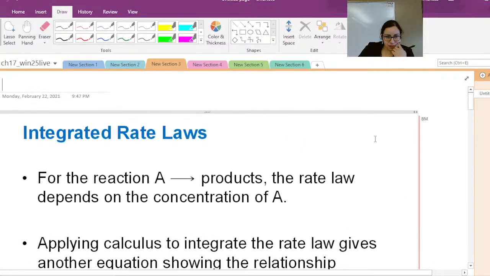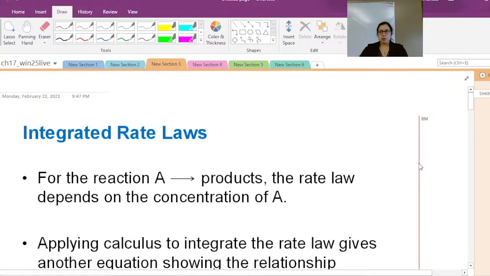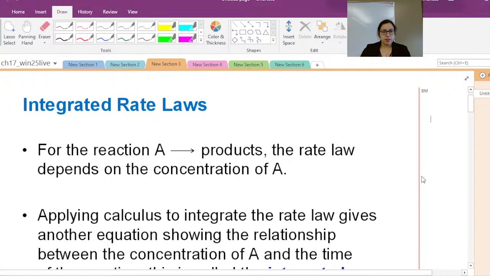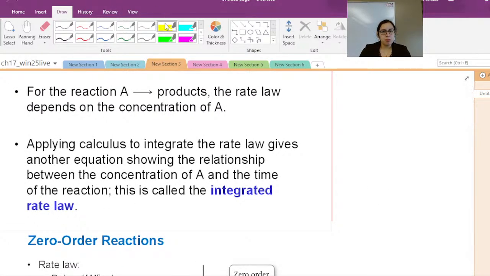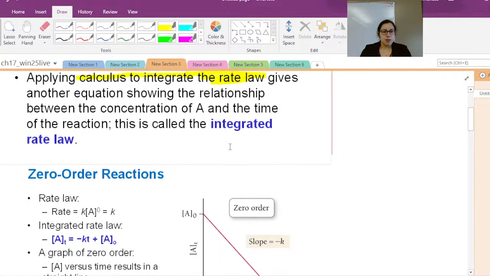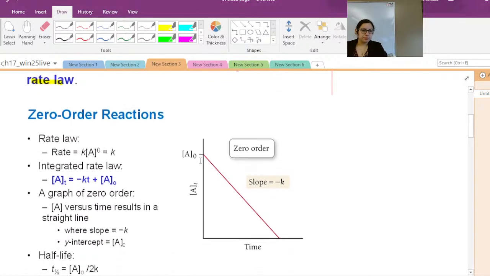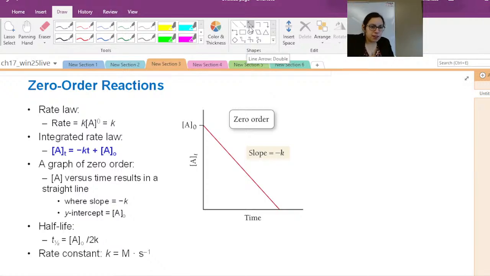All right, so now this is our integrated rate laws to get us more equations. As y'all are recognizing, we can apply calculus to integrate our rate law, and it gives us our other equation. And now this is our integrated rate law. Again, all you need to take away is the two formulas, really. You have your cheat sheet to guide you.